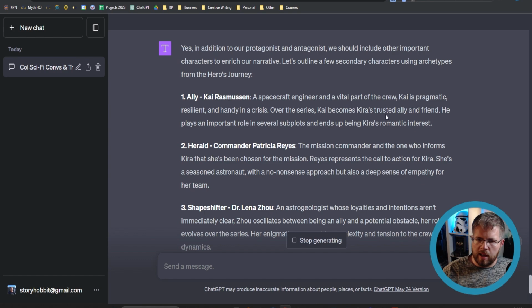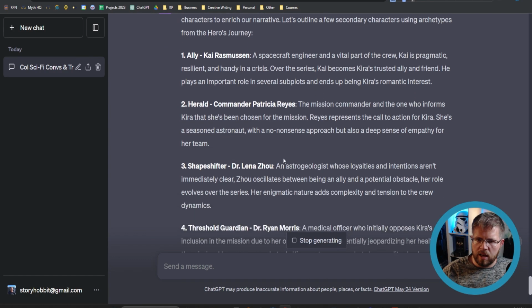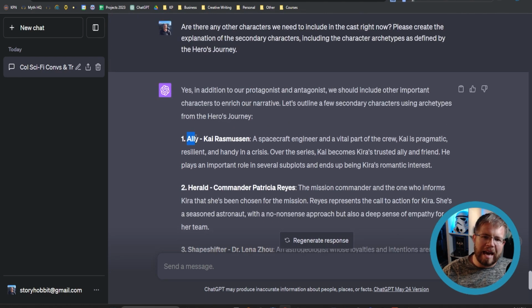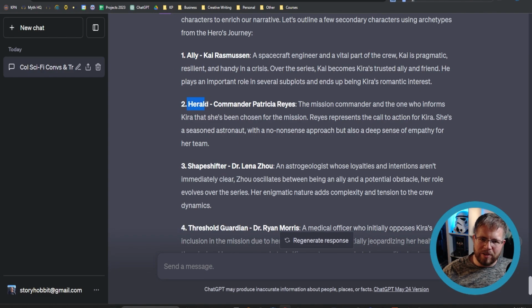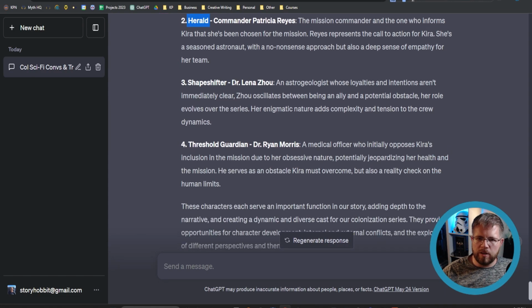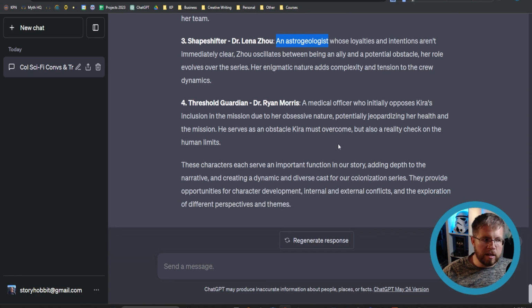Becomes a trusted ally and friend. Sorry, her name is Allie. She's an ally. Then we have the Herald. So it does know what all the hero's journey archetypes are. That's great. Mission commander, shapeshifter is Dr. Lena Zhou. Astrogeologist, threshold guardian. So it is actually going with some archetypes here.